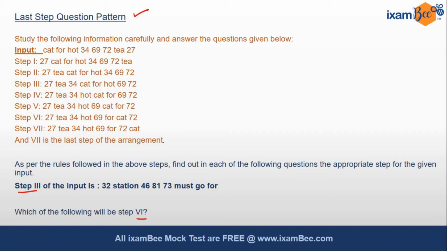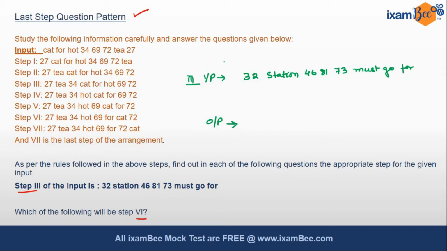Let me quickly write it down. Now friends, I have written down the input. In your exam, as you would not be having sufficient time, you can write down just the short form like 32S, 46, 81, 73, M, G, F, like that. Now as we see the input, let's try to find out what would be their output.